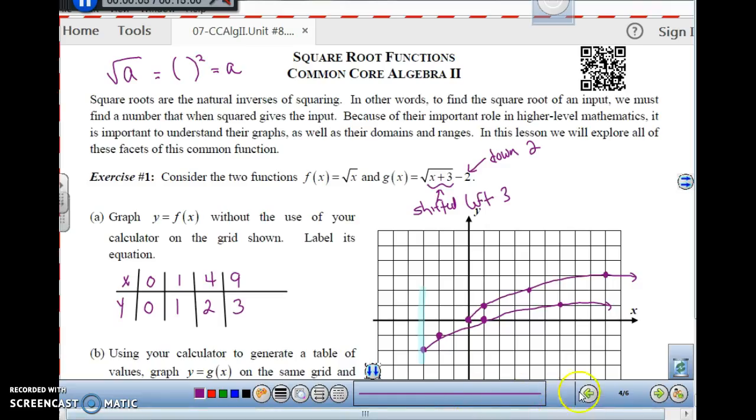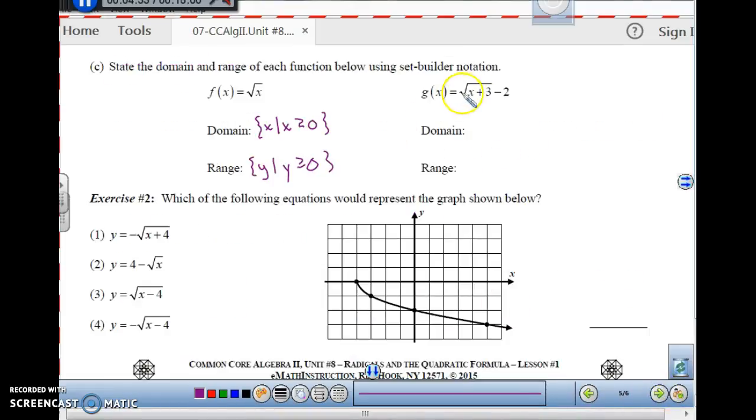So if we have the square root of x plus 3 minus 2, the domain is going to start at x such that x is greater than or equal to -3. All right? Because that's the first place that you can graph without it being an error. Because -3 plus 3 is 0, minus 2 is -2. So 0, -2 would be our first point.